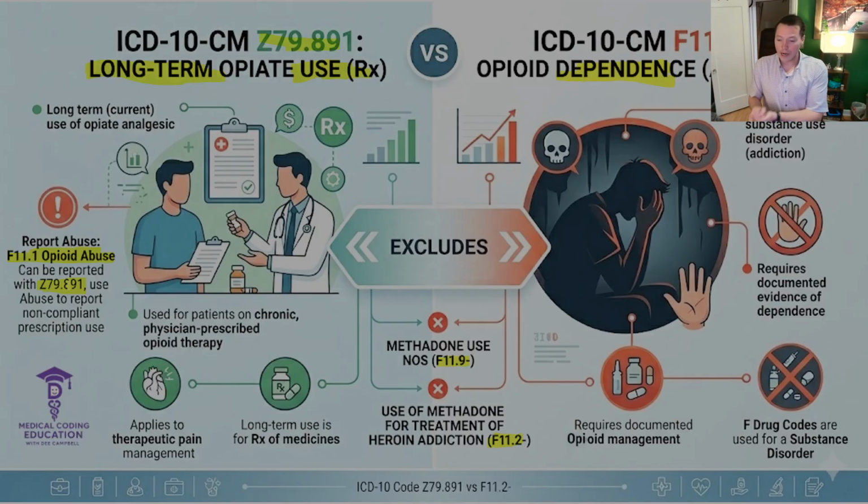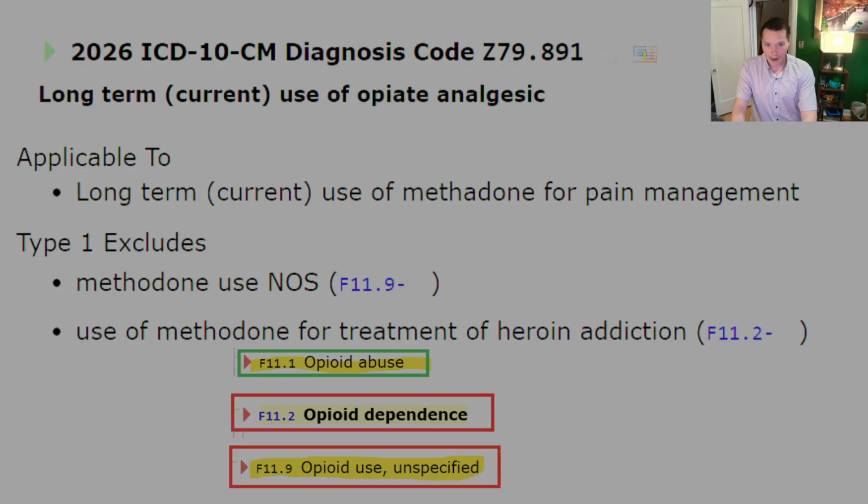Let's say you have a patient who has been on painkillers for 10 years and they do abuse it and they do have a drug addiction problem. Then it would be appropriate to report that they are abusing their prescription medicine, but also stating that they are prescribed them. So just remember this: if you're using F11.2 to indicate one of your pain patients is on opiates for a long period of time, that's really bad. You're actually indicating that this patient is an addict.